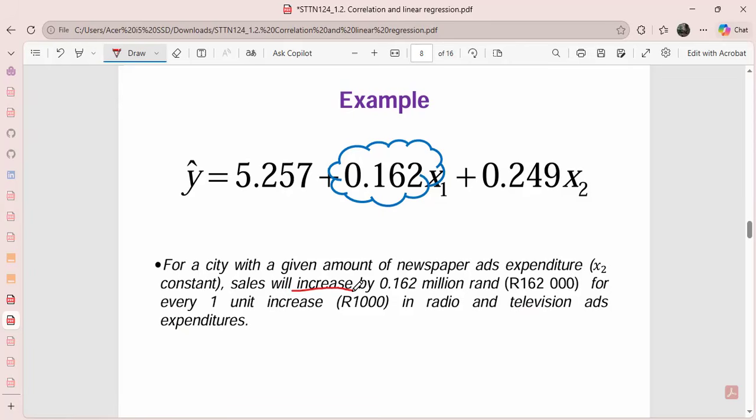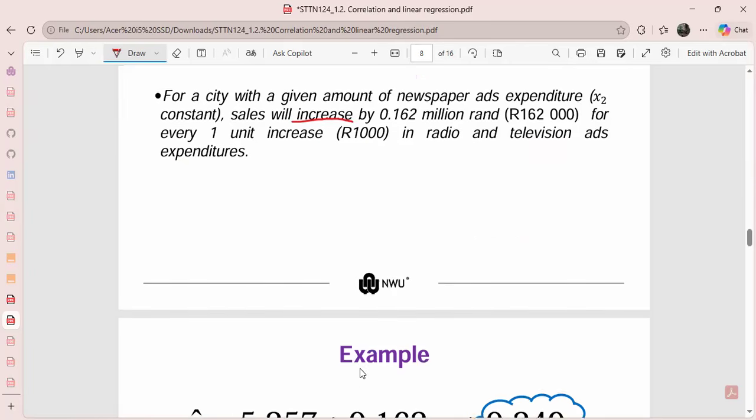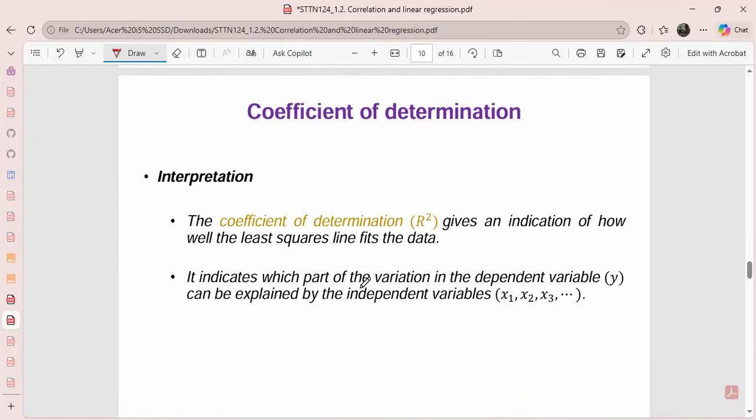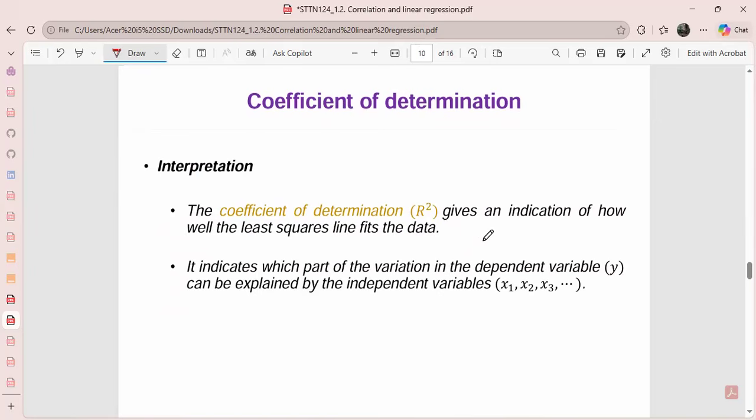Then if it is positive, then there will be an increase. So that's how you interpret. Same applies to this one, looking at the value. Then the coefficient of determination, in this case, you will be given, since you will be dealing with the stat 1.2 output. You'll be given the coefficient of determination. Then you will be required to calculate what we call the adjusted coefficient of determination.